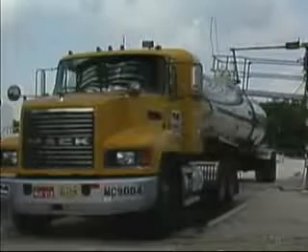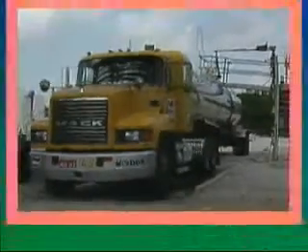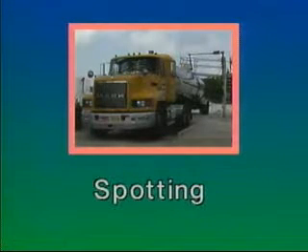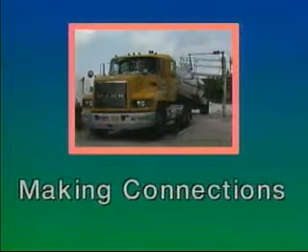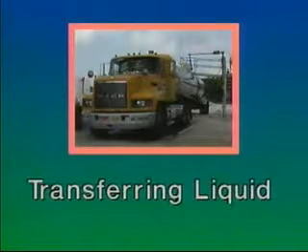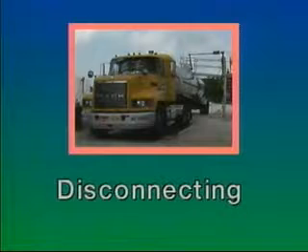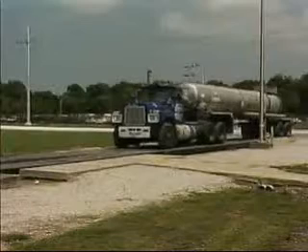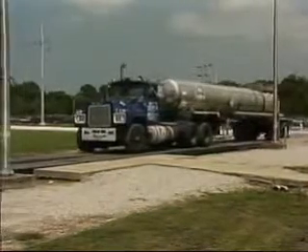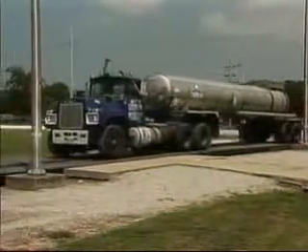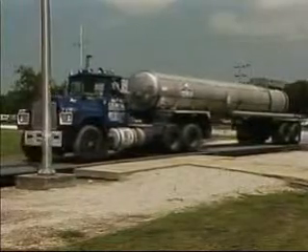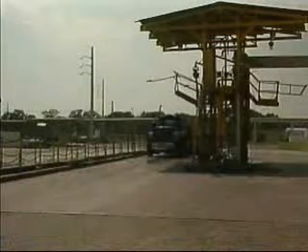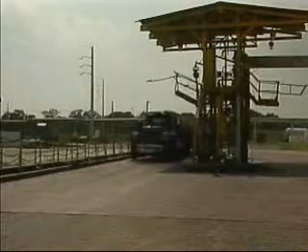The procedures for loading a tank truck consist of some general tasks, including weighing the tank truck, spotting the truck at a loading rack, making the necessary connections, transferring the liquid, disconnecting the loading equipment from the truck, and releasing the truck. The first step in loading a tank truck is to weigh the truck. This provides a reference so that when the truck is weighed after it's loaded, the amount of liquid in the tank can be determined.